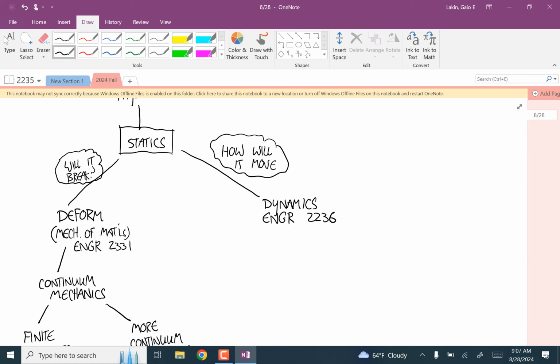Okay, so this dynamics class uses Newton's laws, the one we teach here, the one that most of you will probably take in the spring. So I'll call this Newtonian.